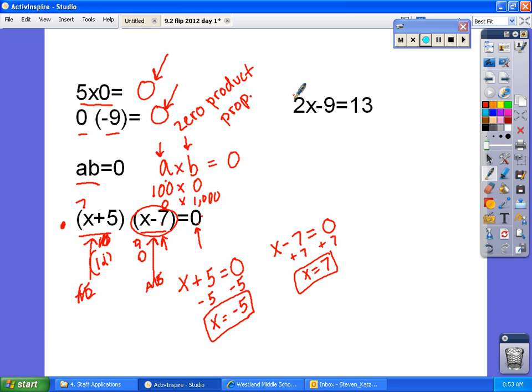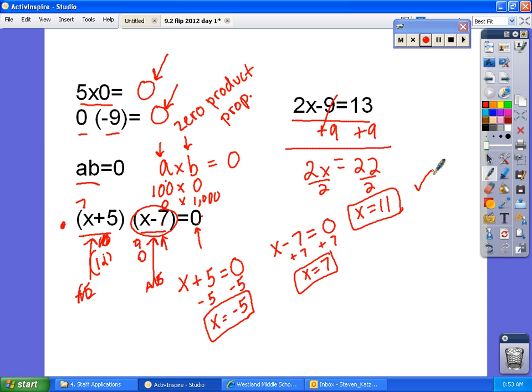Now, the other thing to remember is that when you have a normal equation, you don't have to worry about factoring, because you all learned how to solve a problem like this. You add 9 to both sides and you get 2x equals, and then over here you get 22. You divide by 2 and you get x equals 11. So for problems like this, you don't need to know how to factor, because in this problem you don't have a quadratic. This is just a normal equation.